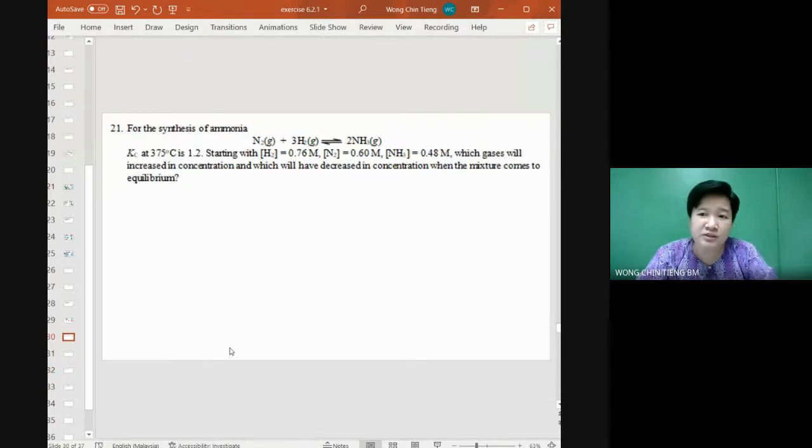And why is question 21 also Q? It's a bit different because it asks which gas will increase in concentration and which will decrease in concentration when the mixture comes to equilibrium. When the mixture comes to equilibrium means that at this moment, the mixture is not at equilibrium. Make sense? Okay, the system is not at equilibrium, so what will happen when it comes to equilibrium? So when you read the question sentences and they tell you that this is currently not at equilibrium, that is the time you know Q comes in.